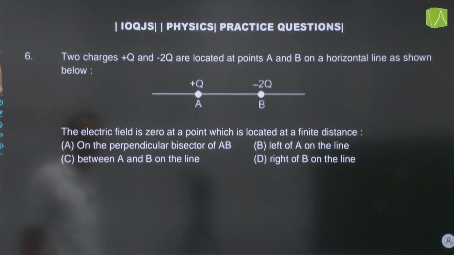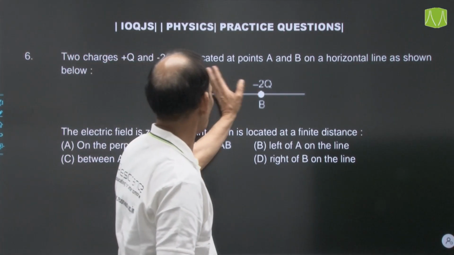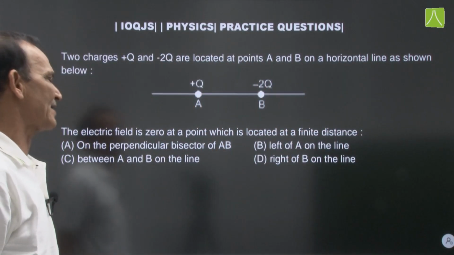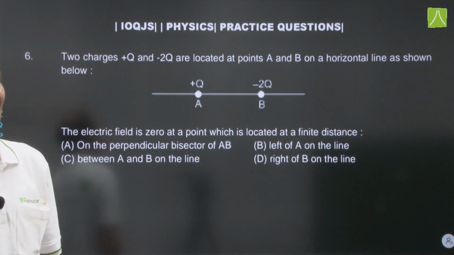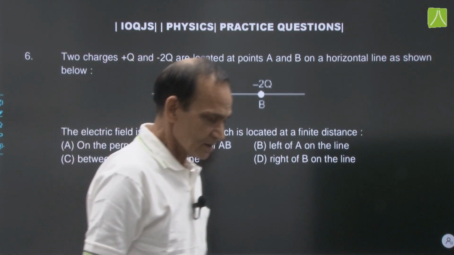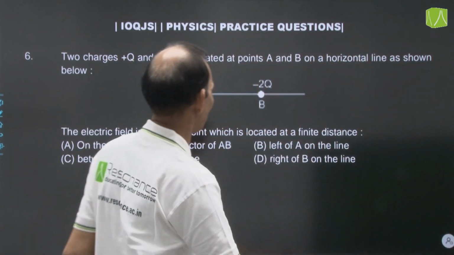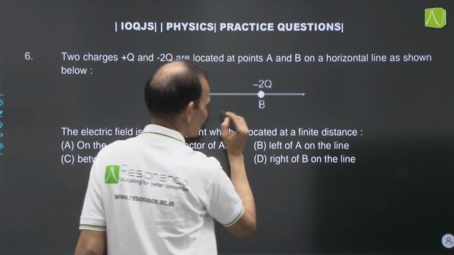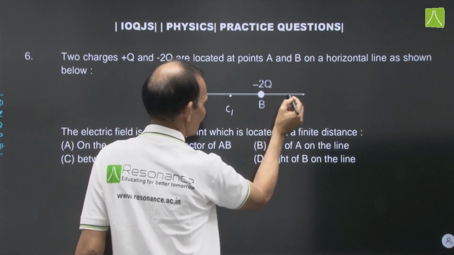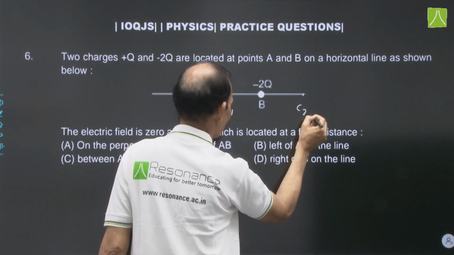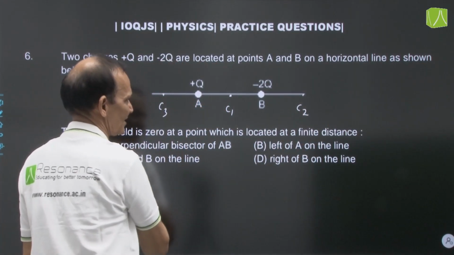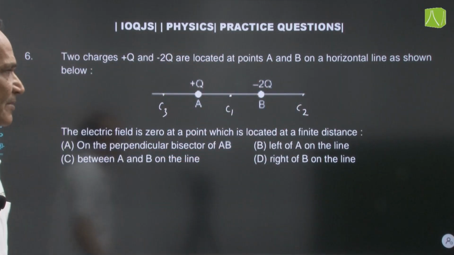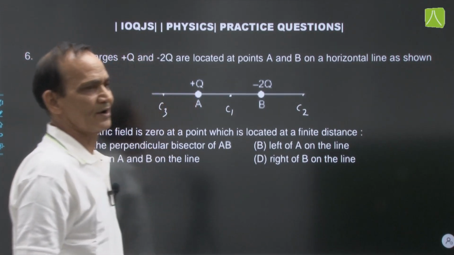Two charges, capital Q positive and minus 2Q, are located at points A and B on a horizontal line as shown in the figure. The electric field is 0 at a point. You have to find it. For electric field, consider the force on a +1 coulomb charge. Let me place the force here. This is point C. At this point C, I want to think. Let's take C1, C2 and C3. Here is C3. I took 3 points. I have to tell whether the field will be 0 between them, or here, or here. Towards the right of B, between A and B, or towards the left of A.